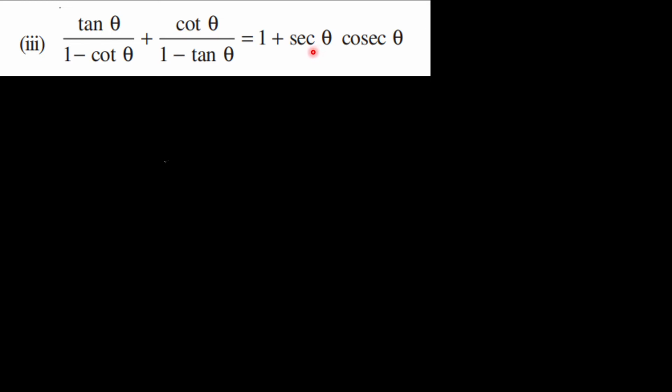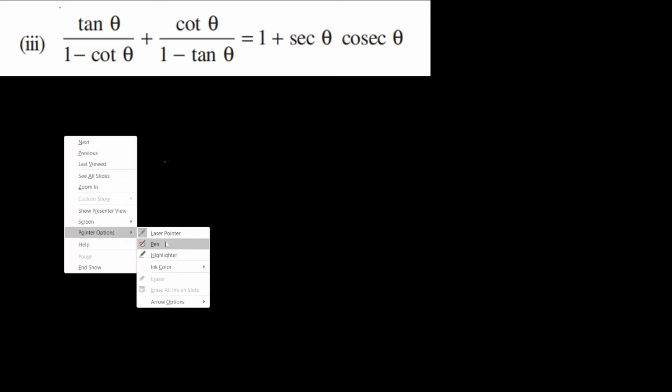Secant is reciprocal of cos and cosecant is reciprocal of sine. So when we are to get secant and cosecant, first we should get sine and cos. So better convert tan and cot in terms of sine and cos, and we already know that tan theta is equal to sine by cos and cot is equal to cos by sine. So better convert it first.